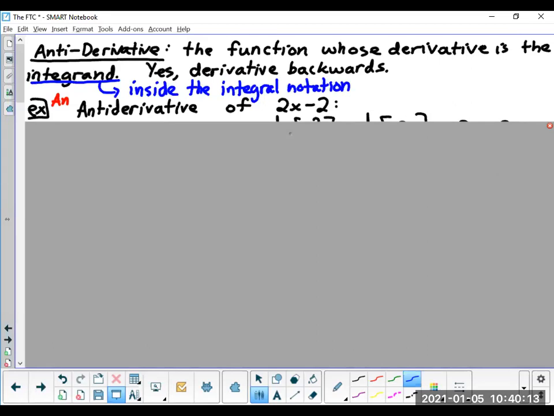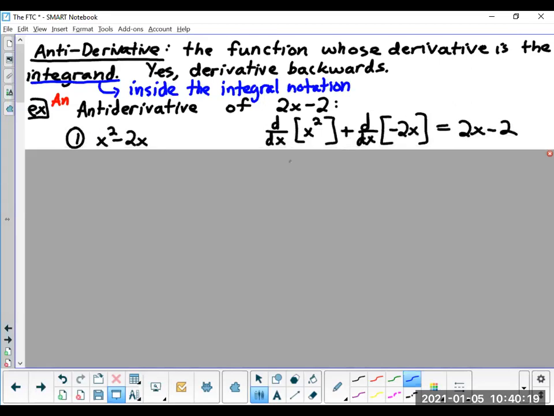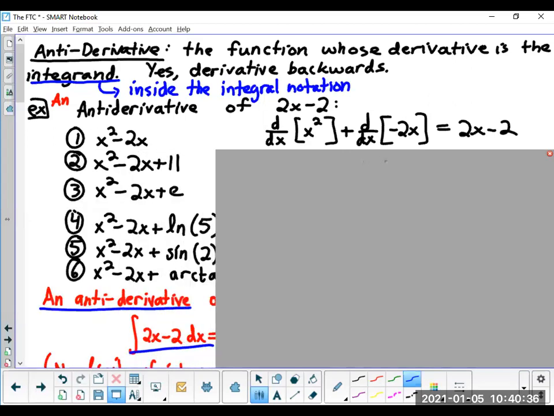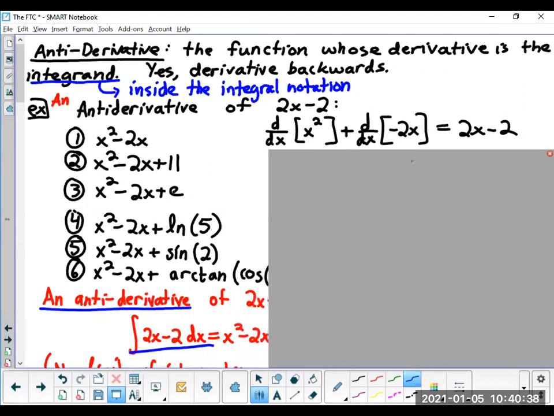So let's see. I need a function whose derivative is 2x minus 2. Did you think about if you take the derivative of x squared, you get 2x? Did you think about how if you took the derivative of negative 2x, you get negative 2? Yes, okay. That's not the one I came up with. That's one of them. Actually, I only came up with 6. Sorry to lie to you. These are the 6 I came up with.